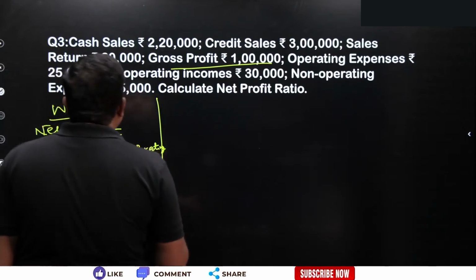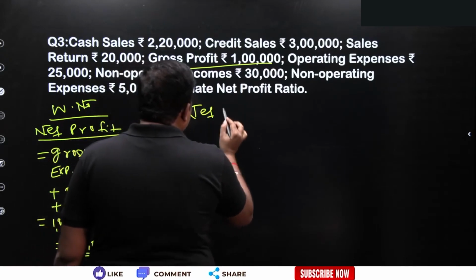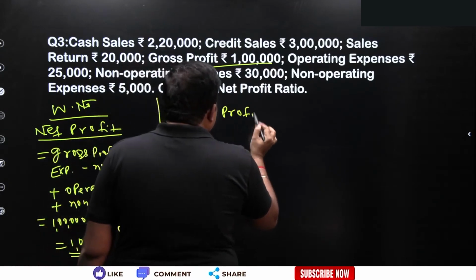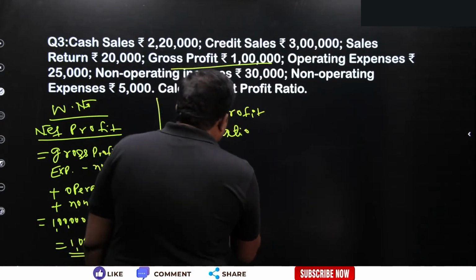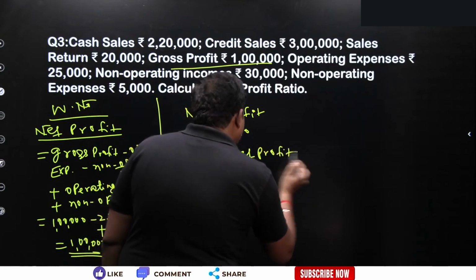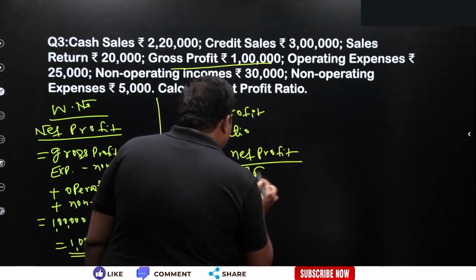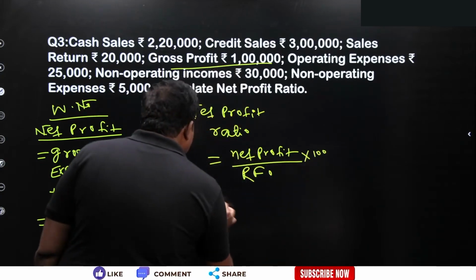So now, in order to ascertain the net profit ratio, the formula is net profit upon revenue from operation into 100. Here the net profit is rupees 1 lakh.